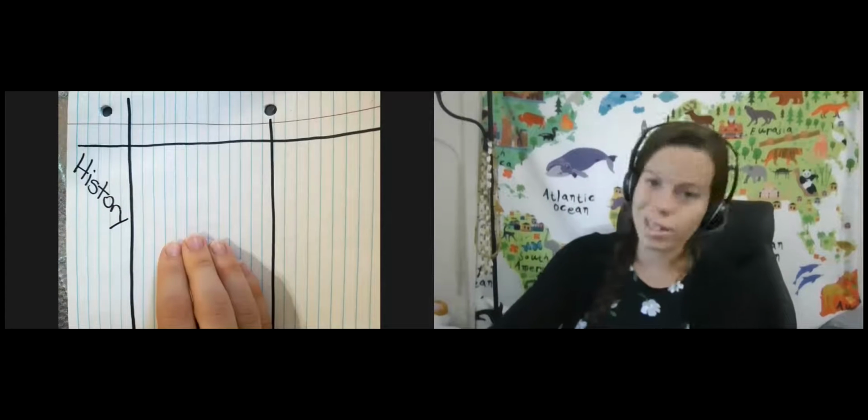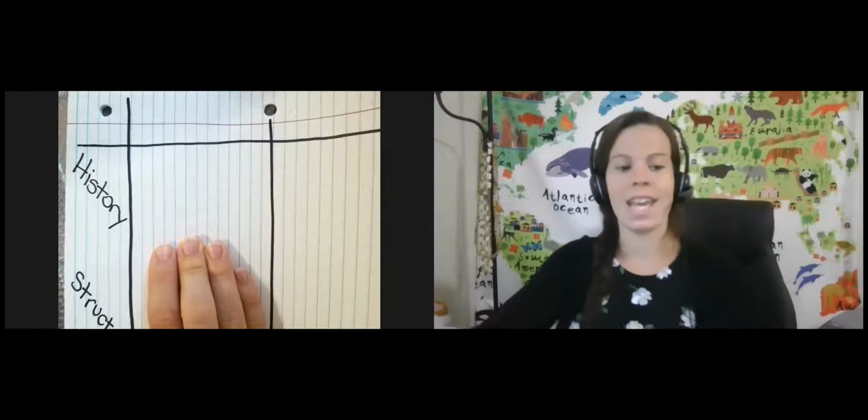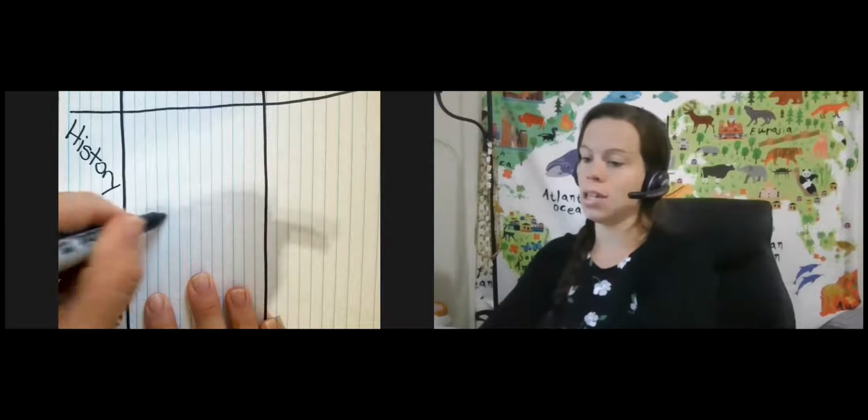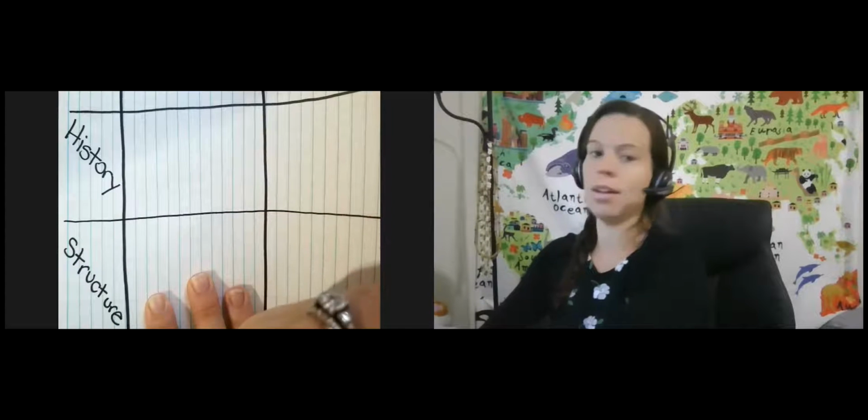Okay. When was it built? How long did it take to get built? Who was the architect that built it? Things like that. Okay. Then our next piece is the structure. Why does it look like that? What was it made of? Things like that. So once you have those two main ideas, draw a line from side to side.